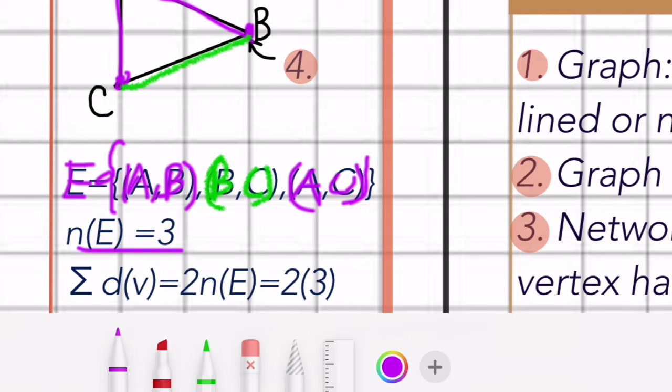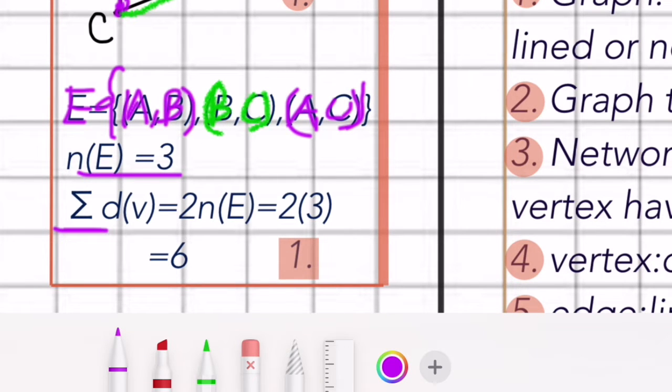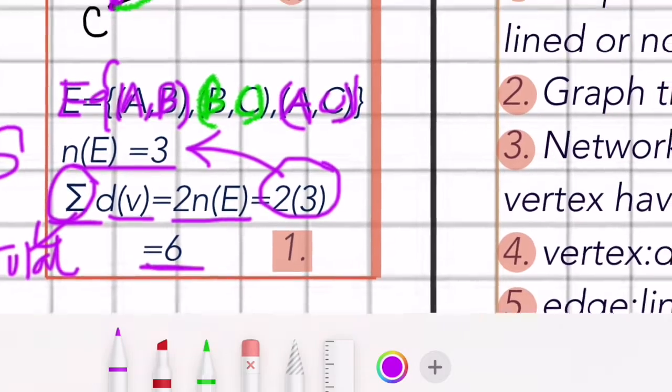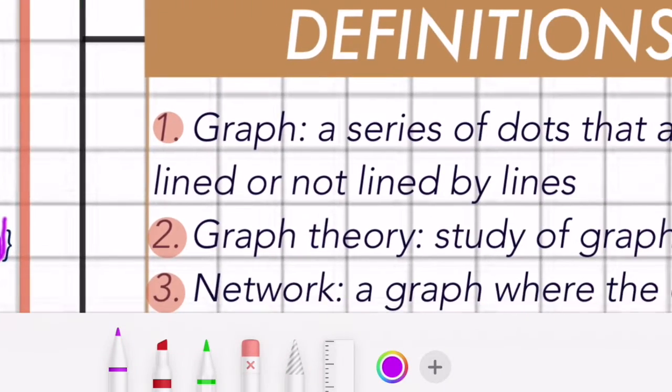What about total or sum? This means total or summation. It looks like S, right? Summation of the degree of vertices is 2 times number of edges. So you can say 2 times 3. Just times 3 with the 2. Okay, so number of the degree is 6. So this is definition.